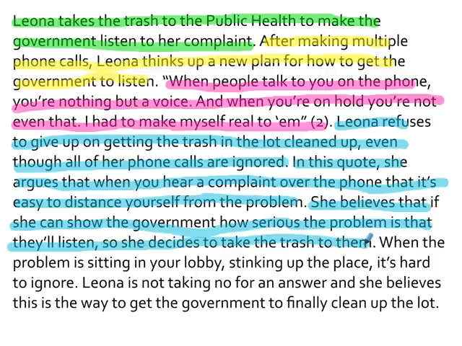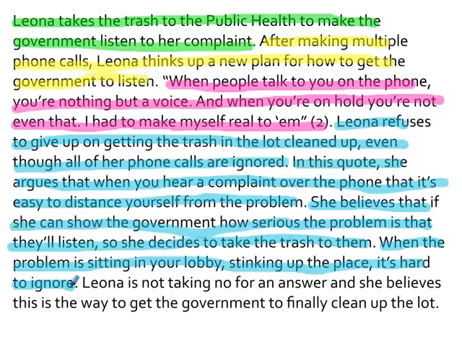My claim was that Leona takes the trash to the public health department to make the government listen to her complaint. So here I'm proving to you that the reason she takes the trash to them is because she really believes that if she can show them how bad it is, that she'll make them listen. When the problem is sitting in your lobby, stinking up the place, it's hard to ignore. Okay, so I have clearly proven my claim through my explanation.